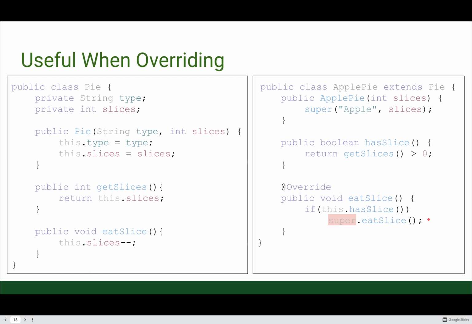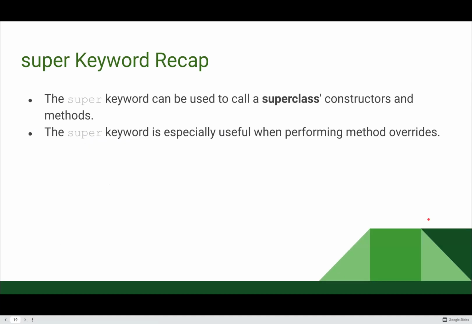So that is how we can use super. Very briefly, we'll recap here. Our super keyword can be used to call a superclass's constructors and methods. And this super keyword is especially useful when we're performing method overrides because it allows us to still have access to that superclass's version of the method. And there we go. There is our lesson for the day.